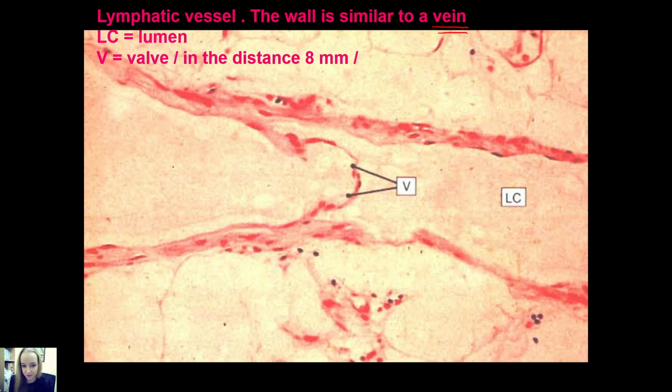This is the lumen. So it's more of a longitudinal section of a lymphatic vessel. And we can also see a valve here. Valves are more frequent in lymphatic vessels than in veins. Yeah, so they are more frequent. We have a high number of valves here in lymphatic vessels.